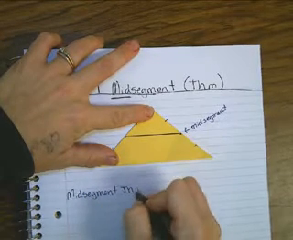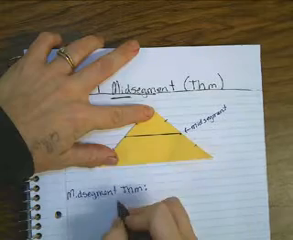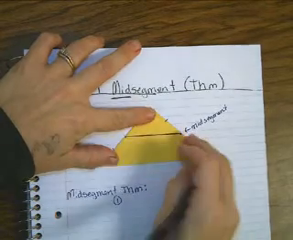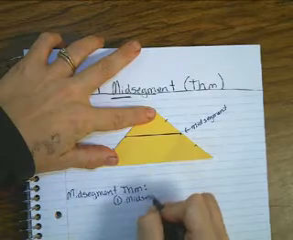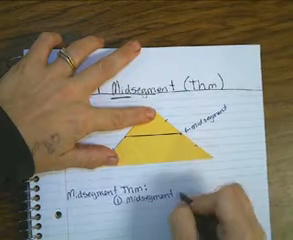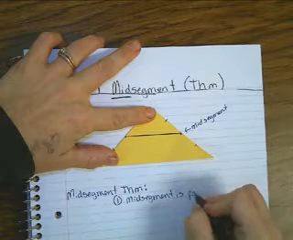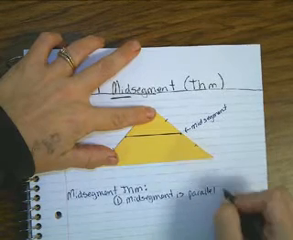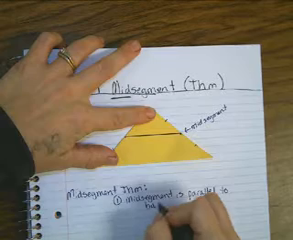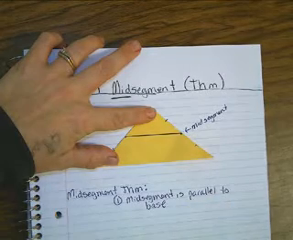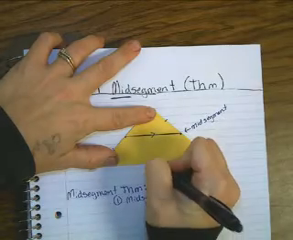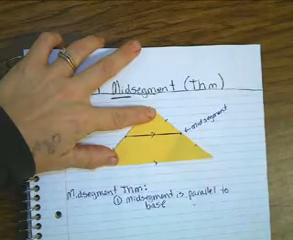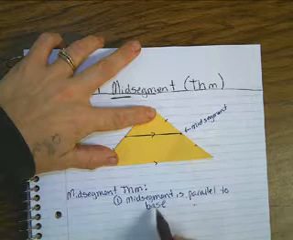One of the properties of a mid-segment, one of the parts of the theorem, there's two parts to the theorem. Part 1 is that the mid-segment is parallel to the base. So that means this line is parallel to that line. Okay? Now, keep in mind, base does not always mean bottom.